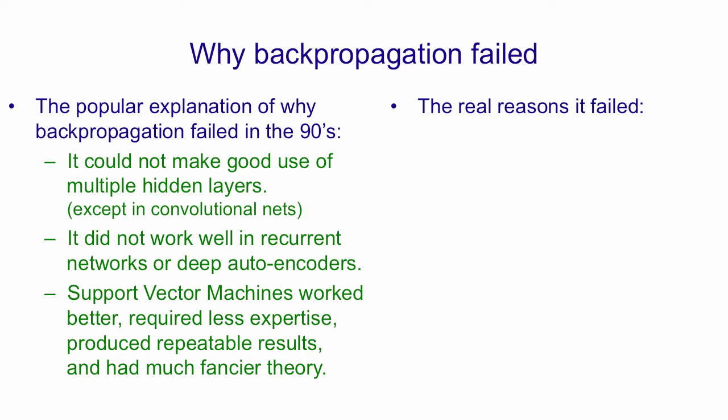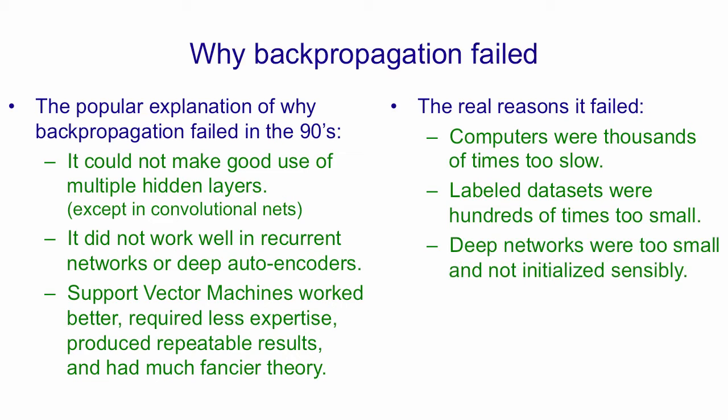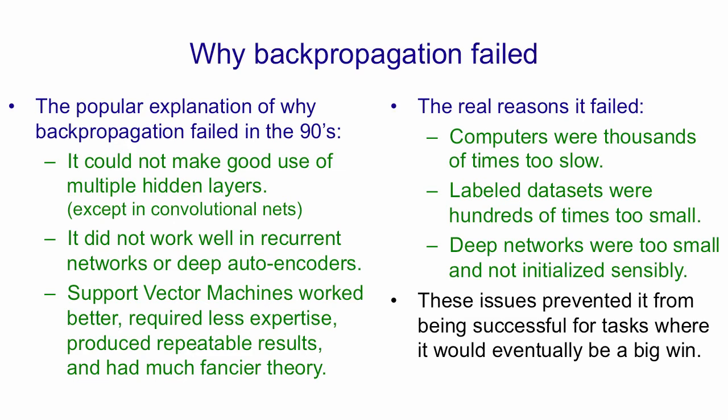With a more historical perspective, we can see why it really failed. The computers were thousands of times too slow, and the labelled datasets were hundreds of times too small for the regime in which backpropagation would really shine. Also, the deep networks, as well as being too small, were not sensibly initialized, and so backpropagating through deep networks didn't work well because the gradients tended to die because the initial weights were typically too small. These issues prevented backpropagation from being successful for tasks like vision and speech, where it would eventually be a big win.